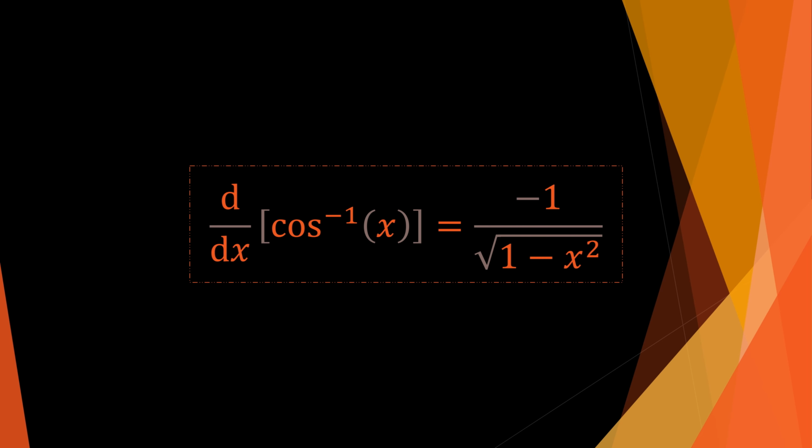And there you have it. The final derivative of inverse cosine of x is negative 1 over the square root of 1 minus x squared.